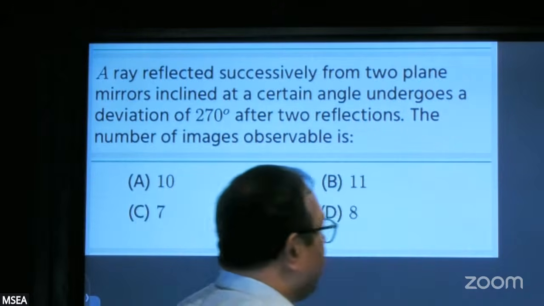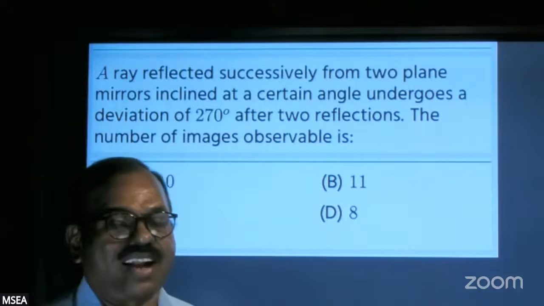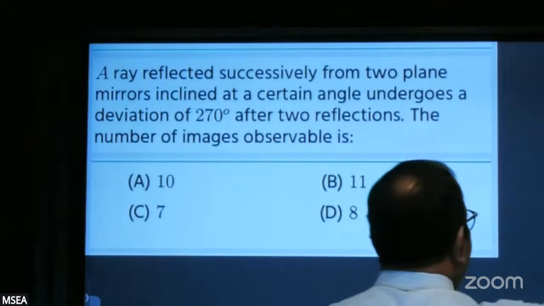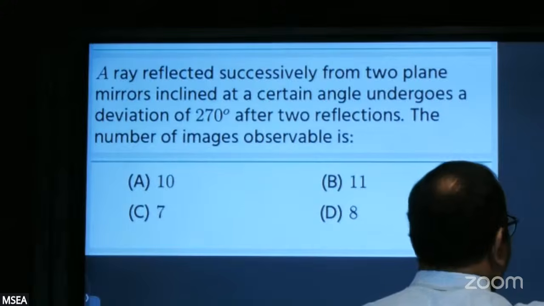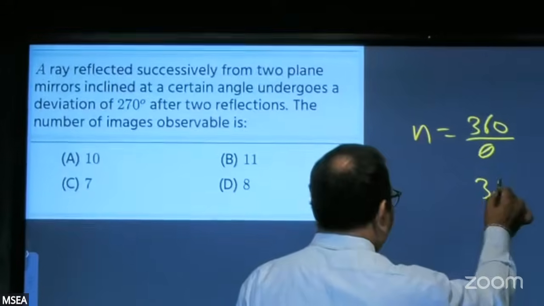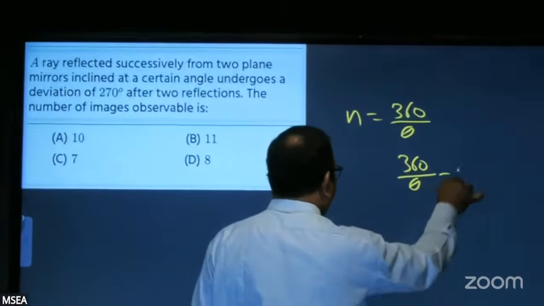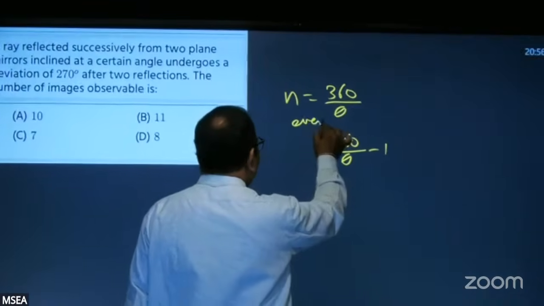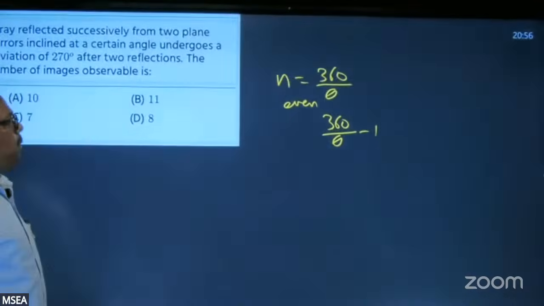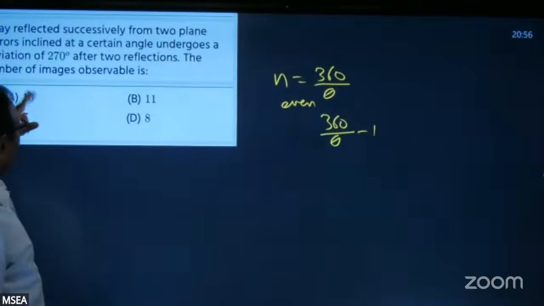Now, let us see. If two plane mirrors are at an angle theta, the number of images is 360 by theta. If that is an even number, then we have to subtract 1 from this. If it is odd, we take it as 360 by theta. Now, let us come to this one.